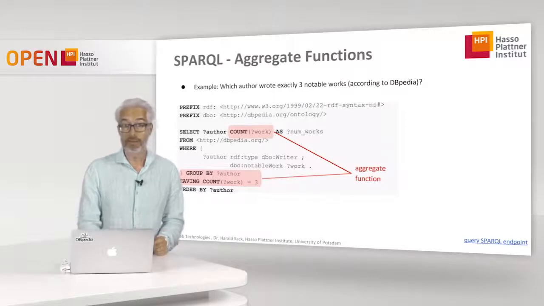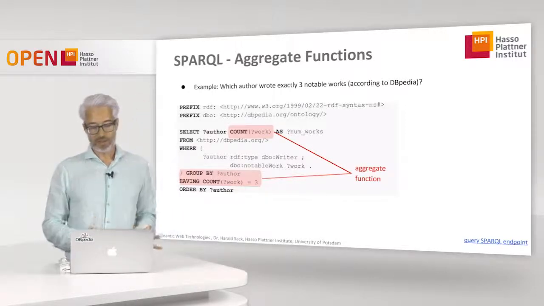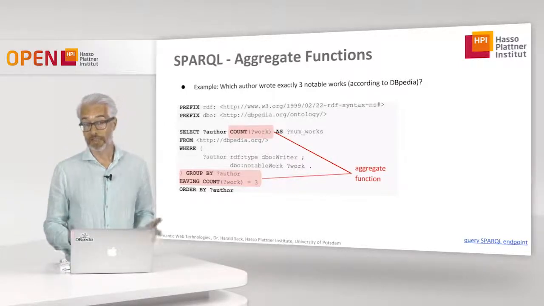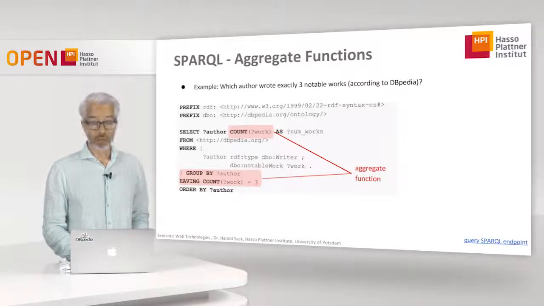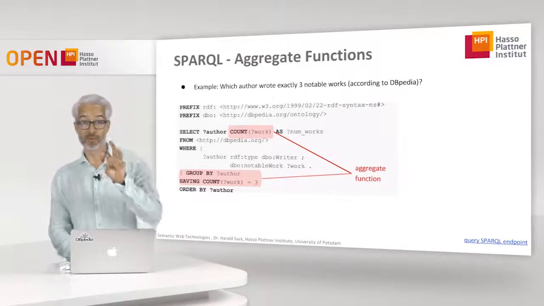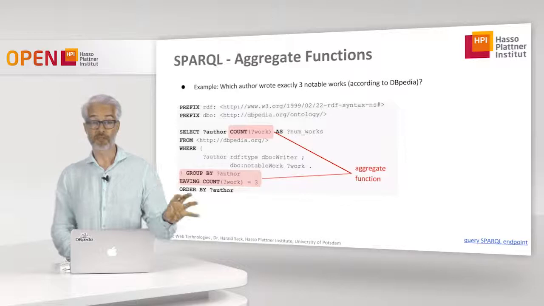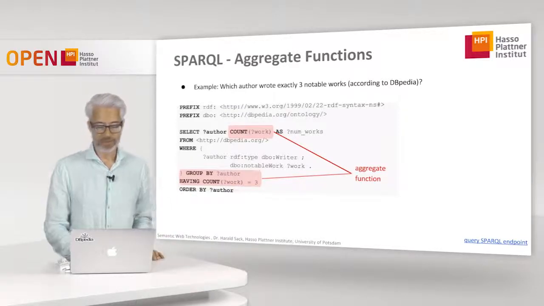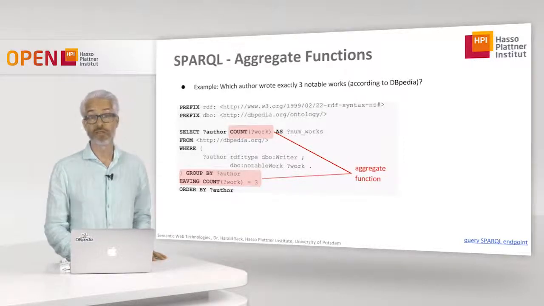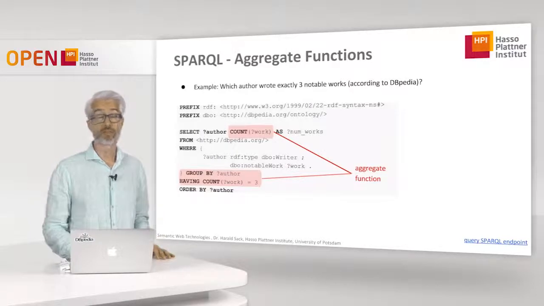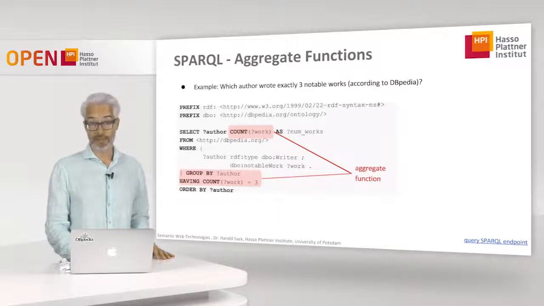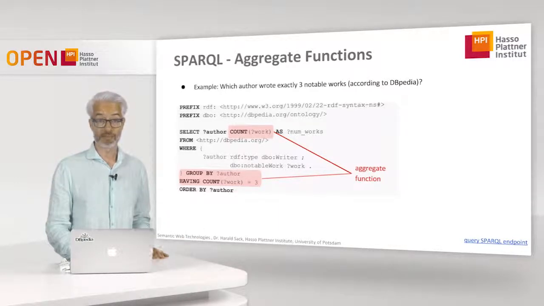So let's look at the example. What I want to do here is find out which author wrote exactly 3 notable works. Of course, again, according to DBpedia. So what we do again is we have almost the same query as before, but simply after the GROUP BY clause, we have a HAVING clause which says that the count of works should be exactly 3. And then we order this time, of course, not by the number of works, but by the name of the author. And if we do not state the order, then it's of course in ascending order.